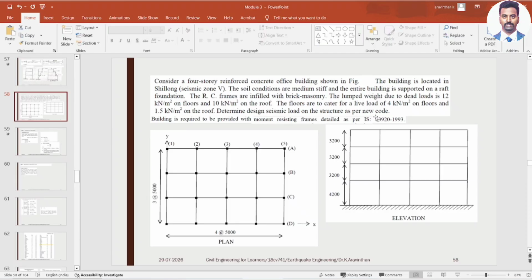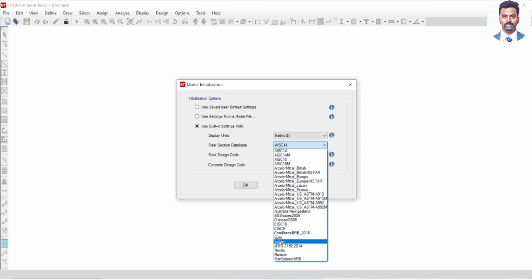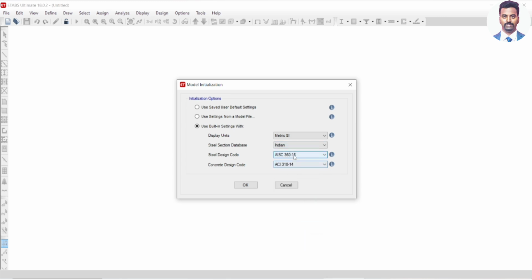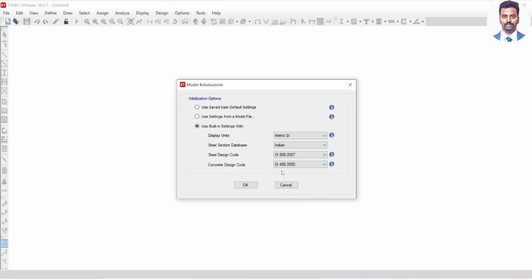Now let us solve by ETABS. When we are opening the ETABS, model initialization, and steel section as Indian, it's been followed by IS 800, and the concrete design can be done by IS 456 2000. Press OK.